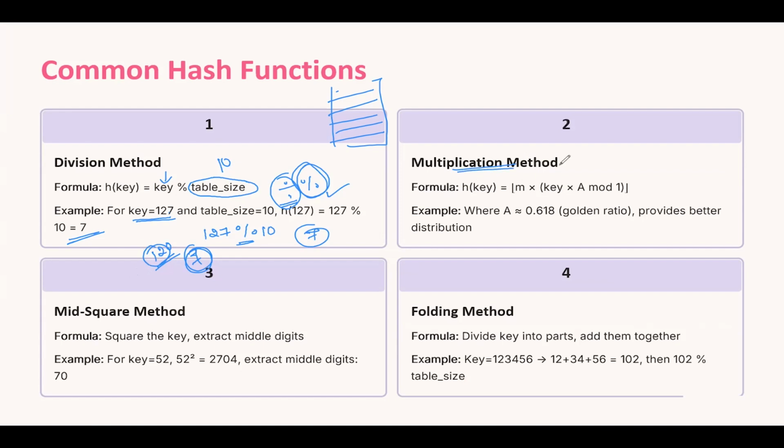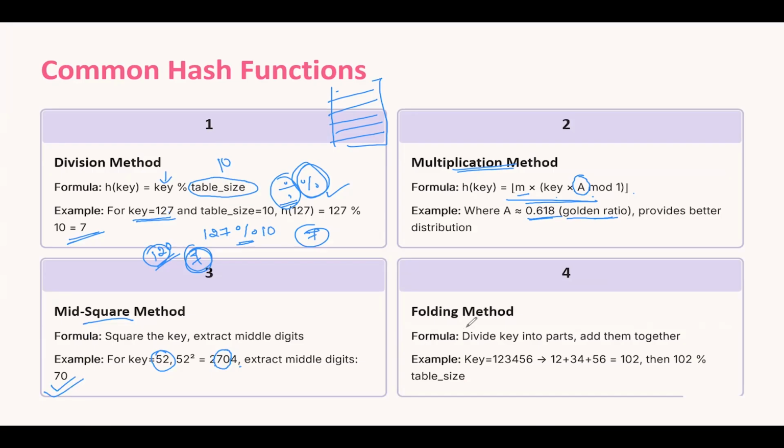There is another thing called the multiplication method. If you see here, m into key into a mod 1, where a is approximately 0.618. It is called the golden ratio. Here we are going to use this particular value. Okay, so this is also another method we can use. There is also the mid square method, where you square the key and extract the middle digits. So if this is the key, the square of 52 is going to be 2704 and the middle value of this is 70. So 70 is going to be the index.